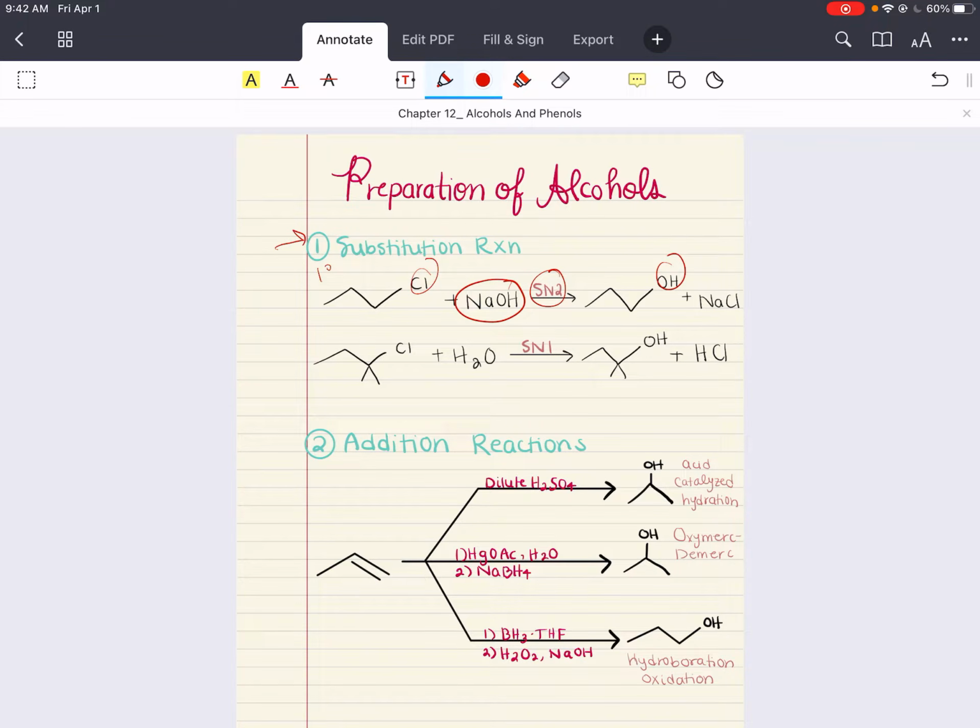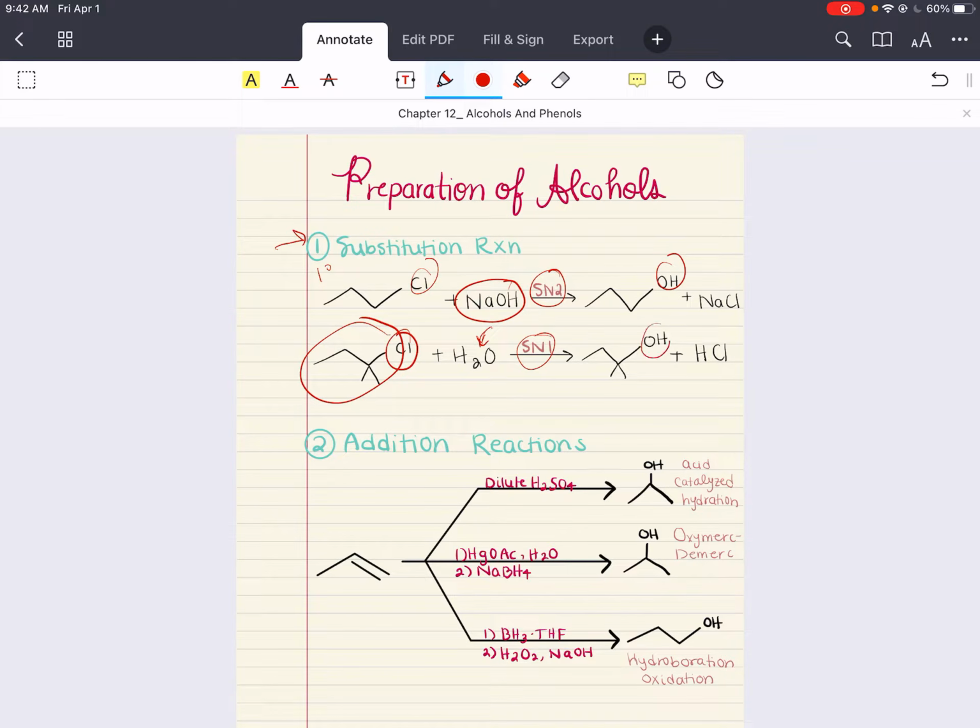Now, if you have a tertiary substrate, this is going to require SN1 conditions. So you want to use a weak nucleophile like water. This is all going back to our substitution reactions from chapter 7, just a friendly reminder here. So tertiary with a weak nucleophile like water will proceed through SN1.